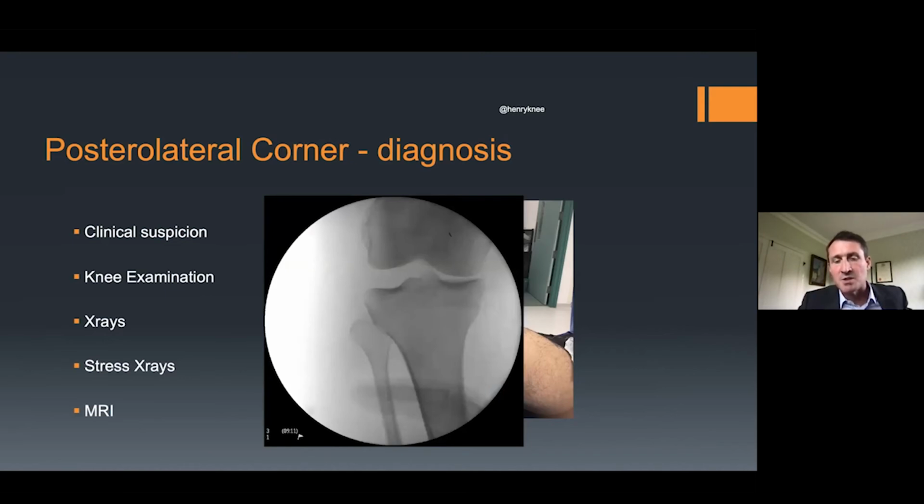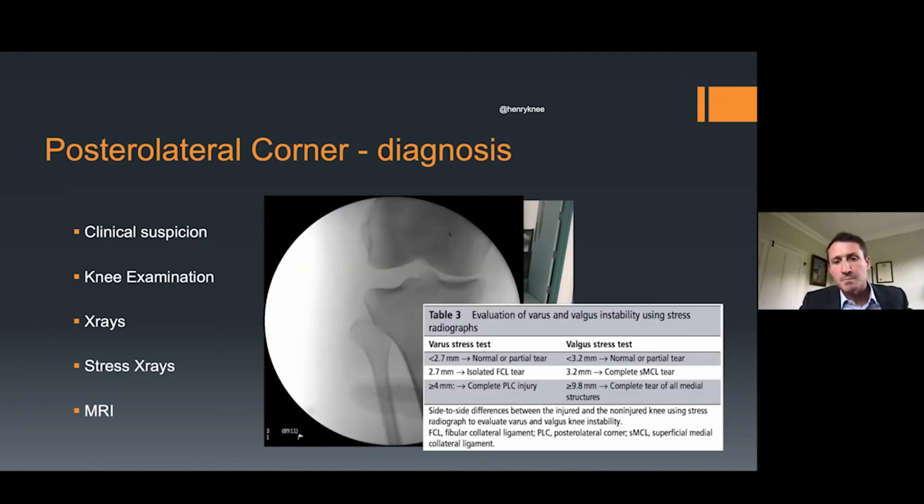Knee surgeons are using stress X-rays more and more because it is objective proof of a ligament disruption, and you can put that down in the notes and keep the X-ray to show that's what's happened. Clinical examination, X-rays, and of course MRI scan.